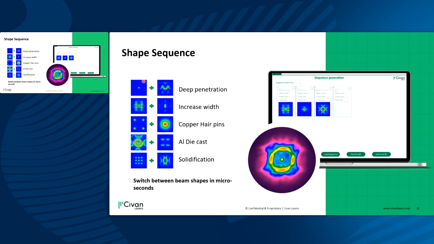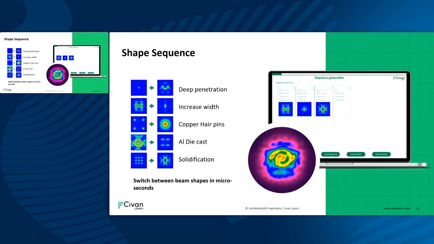But the downside of that is that there is a very small keyhole. And that means that every small fluctuation leads to collapse of the keyhole, which then leads to porosity. On the other hand, if we use this very wide beam shape, then we are able to maintain a very large keyhole. But the downside is that we have little penetration. So the idea behind this shape sequence is to combine both of the beam shapes and enjoy the benefits of the two.